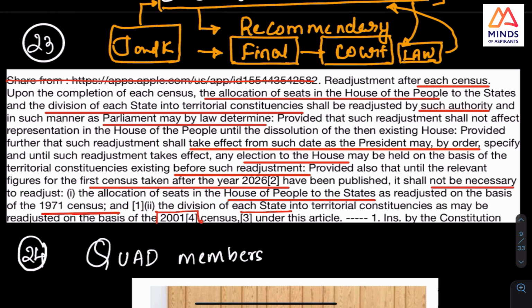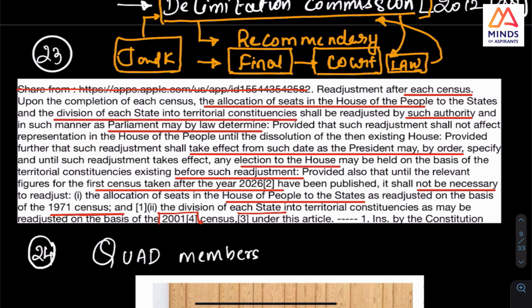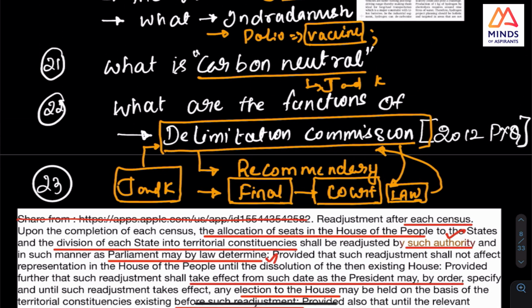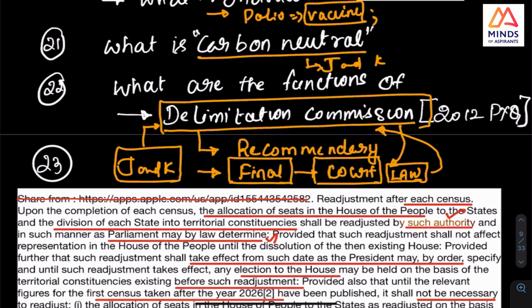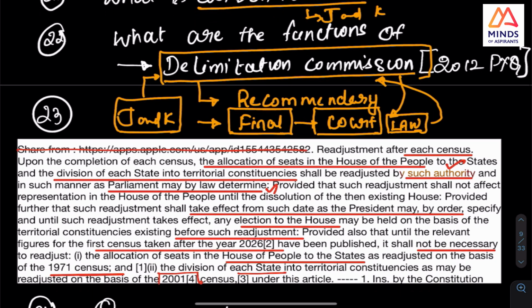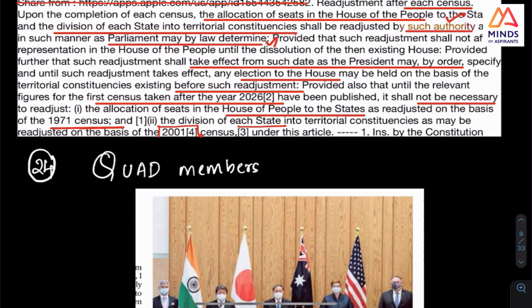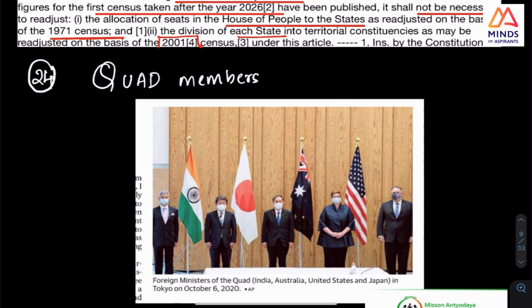So after each census, there needs to be a readjustment determined by Parliament by law. See, such authority, this is the point. So look at this carefully. Such authority, and then Parliament by law determines. That authority is this delimitation commission. So after each census, we have to delineate our constituencies. How is it done? It is done by Parliament by law through an authority, and this authority is the delimitation commission. And we'll see, as the days go by, we'll see one by one.